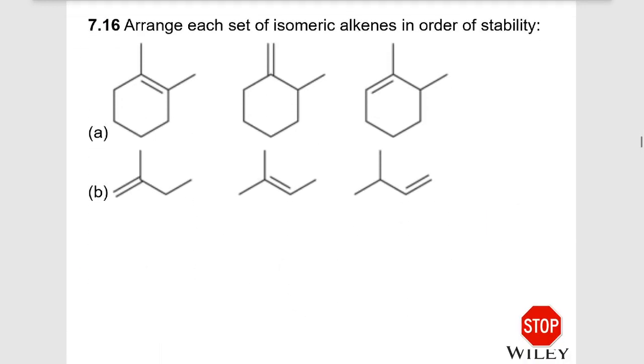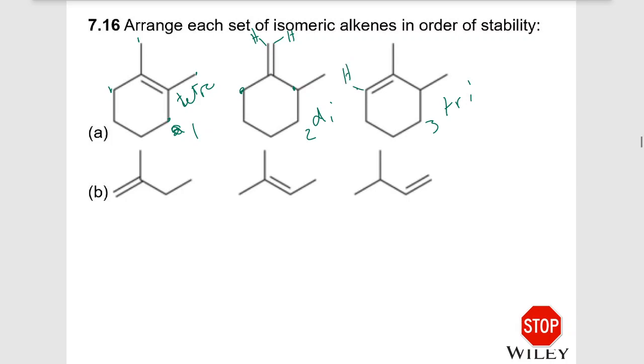Let's arrange each of these isomeric alkenes in order of stability. We're going to consider that for mono, di, tri, and tetra substituted. Let's call these 1, 2, and 3. For A, we have a tetrasubstituted alkene, so we've got 1, 2, 3, 4 carbons around it. Versus di, this one has 2 hydrogens and 2 carbons. Versus tri. So the most stable is tetra.